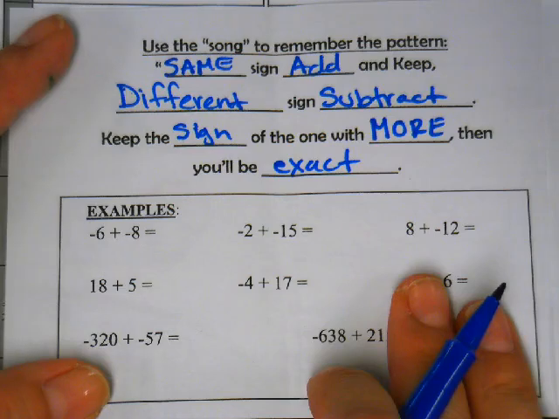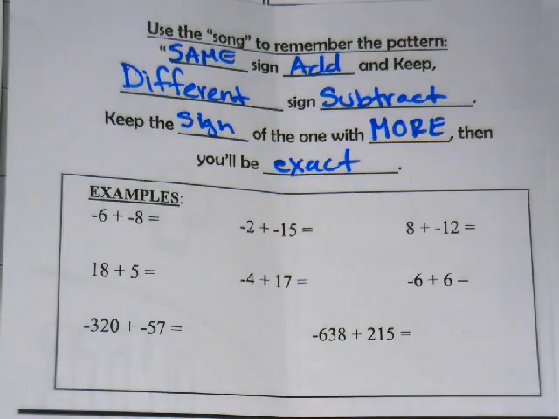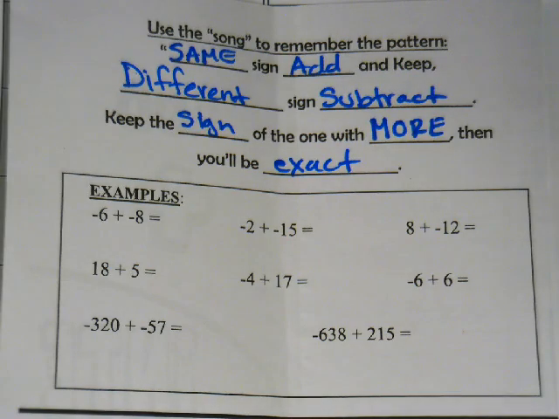Okay, let's give you guys 30 seconds to do all of them. Set timer for 30 seconds. Easy, simple. Same sign, add and keep. Negative 6 minus negative 6.